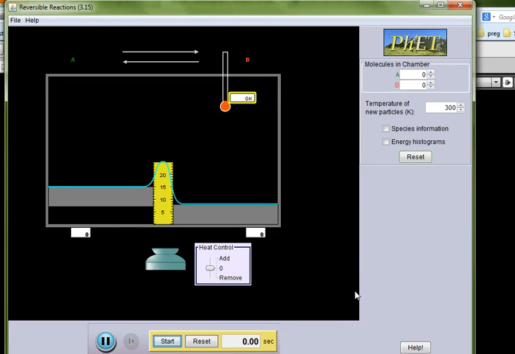Confirm that you can see what's going on the screen. There is a lab, it's called Reversible Reactions Lab. Do you guys see it? When you see it, let me know. It might take a little bit of time.